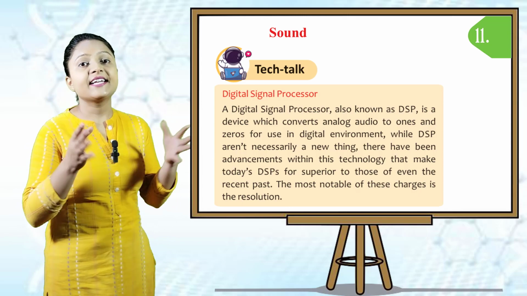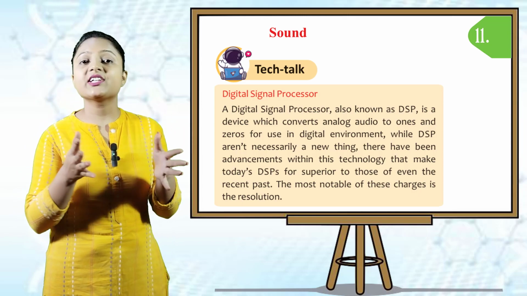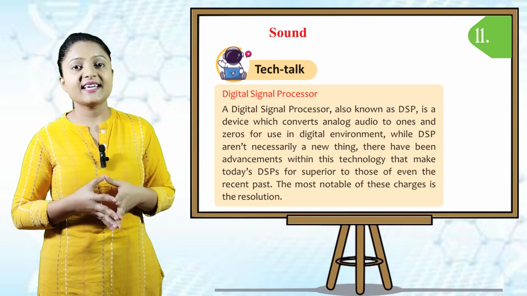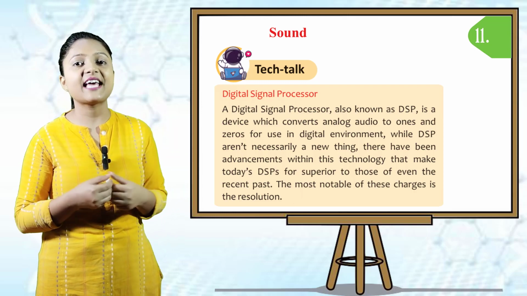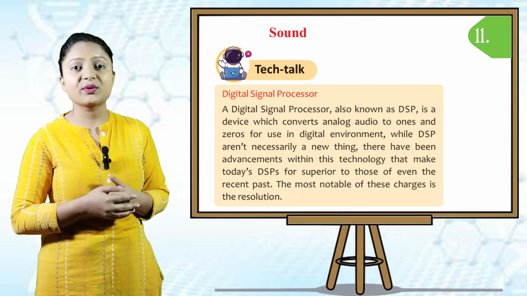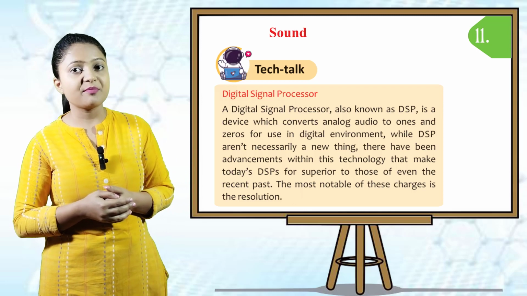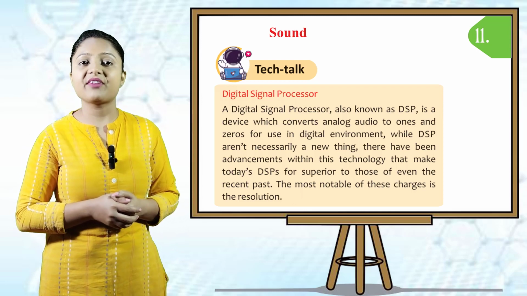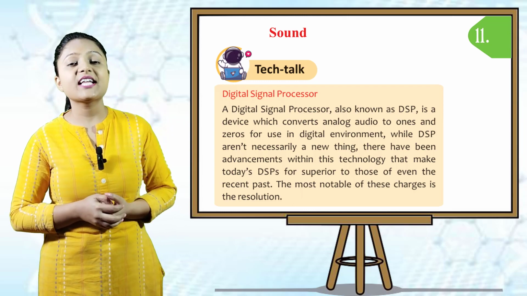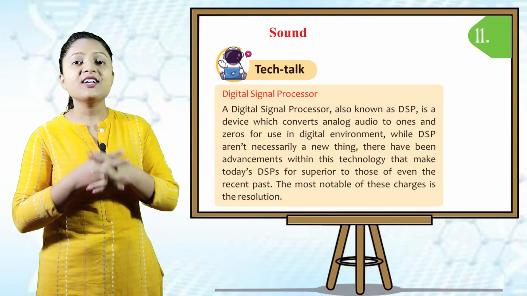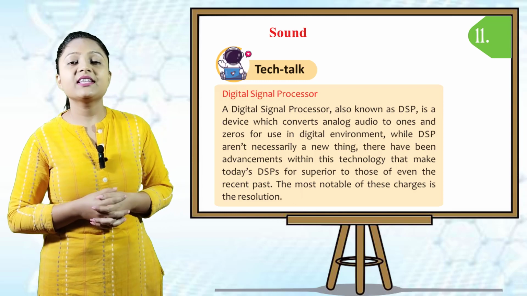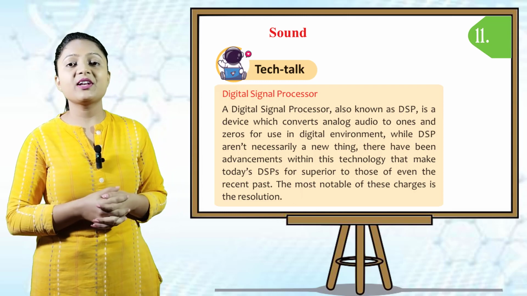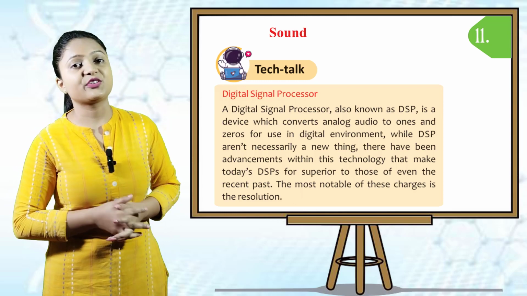Tech Talk. Digital Signal Processor. A digital signal processor, also known as DSP, is a device which converts analog audio to ones and zeros for use in a digital environment. While DSPs aren't necessarily a new thing, there have been advancements within this technology that make today's DSPs far superior to those of even the recent past. The most notable of these changes is the resolution.